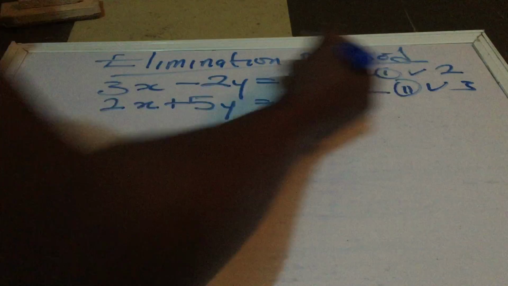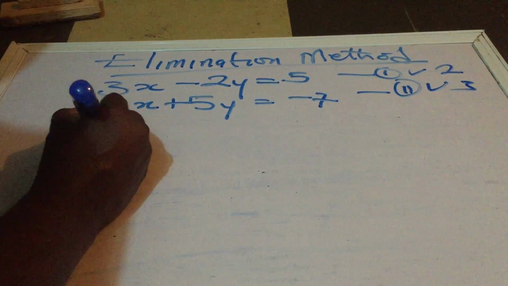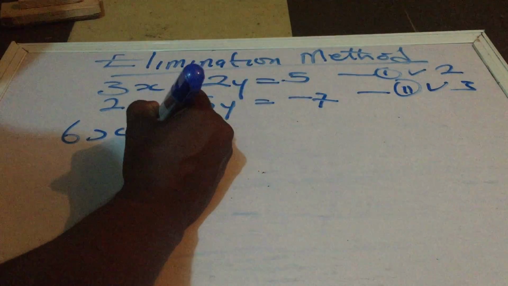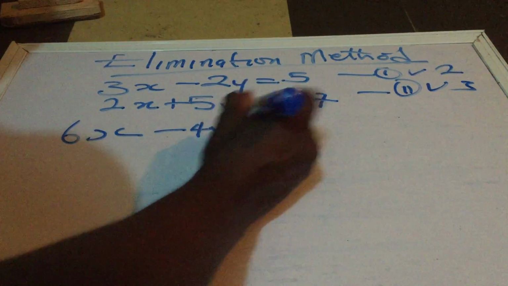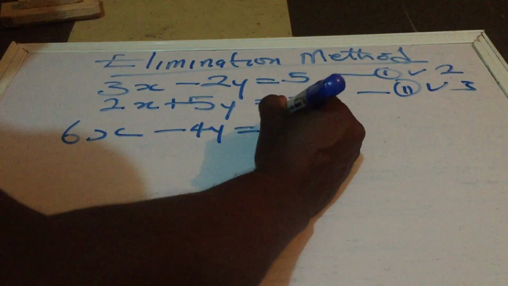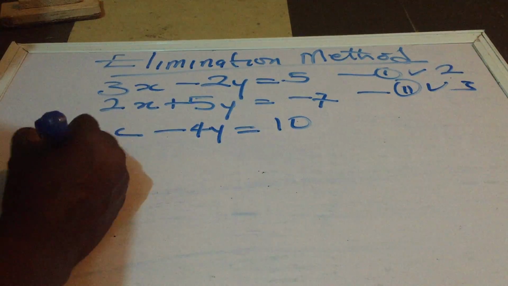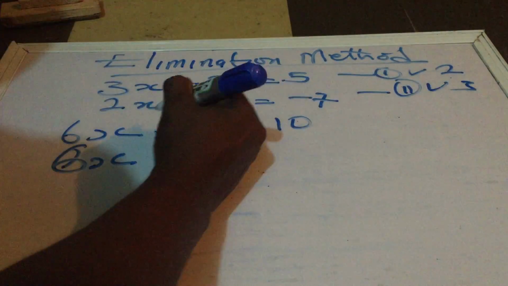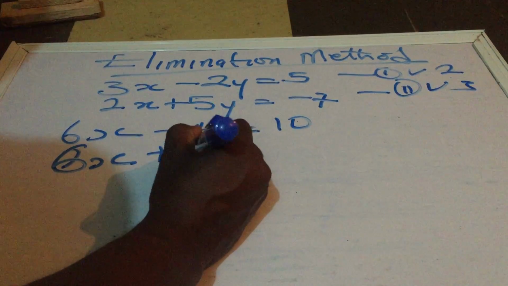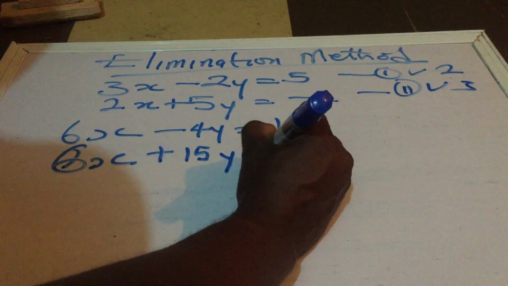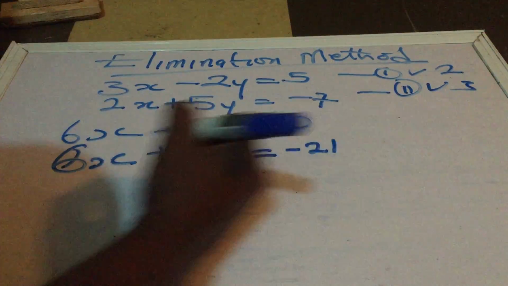So 2 times 3x will give us 6x. 2 multiplied by minus 2y will give us minus 4y. Then 2 multiplied by 5, we get 10. Then the second equation, we multiply by 3. 3 multiplied by 2x will give us 6x. Then 3 multiplied by plus 5y will give us plus 15y. Then 3 multiplied by minus 7 will give us minus 21.